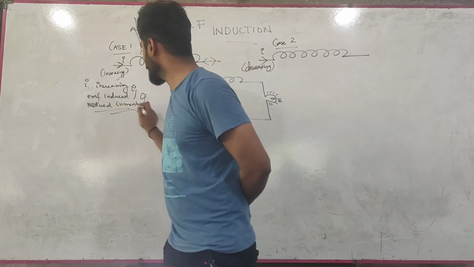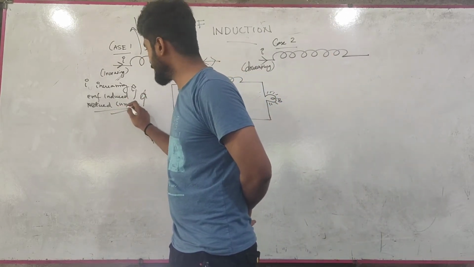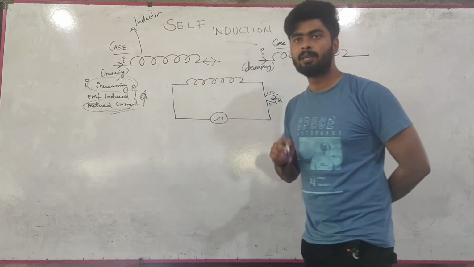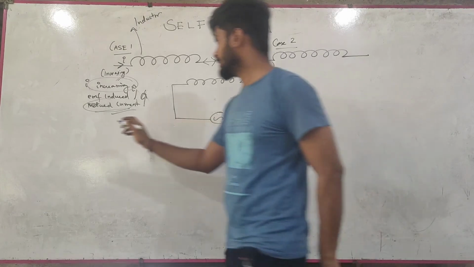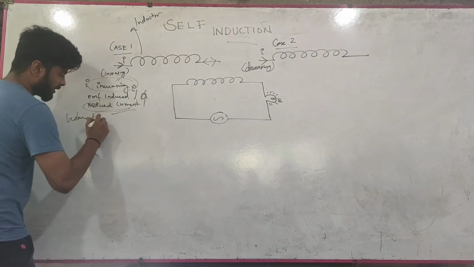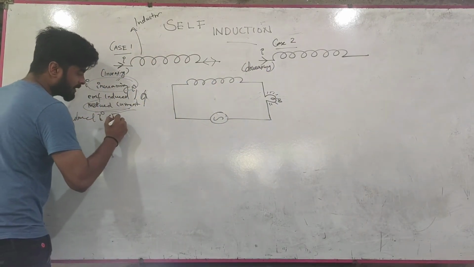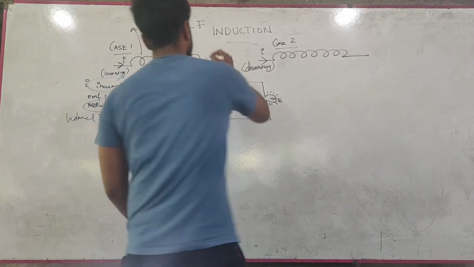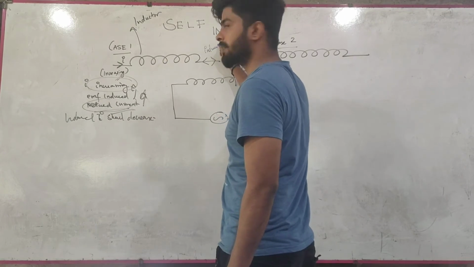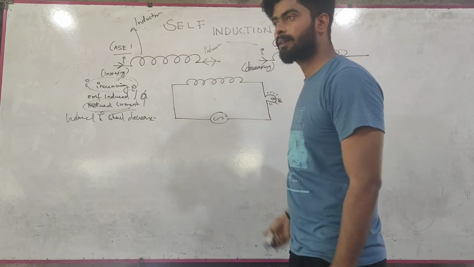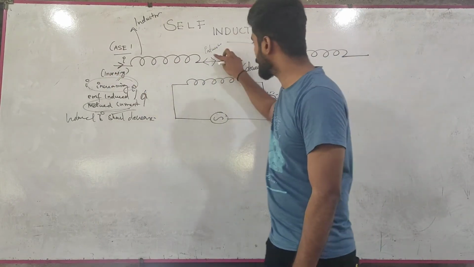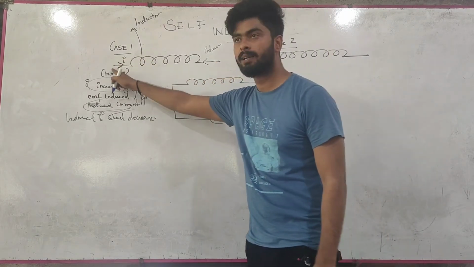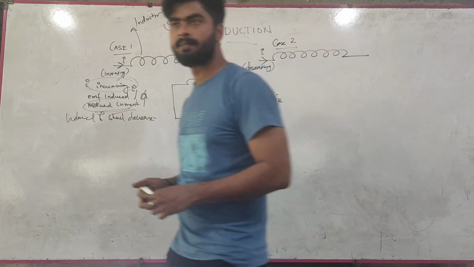Since the current is increasing, right? The induced current has been caused due to increasing current. So what will it try to do? It will try to decrease the current. So the induced current I should decrease. Tell me what will be the direction of induced current? Will it be towards left or towards right? It will be towards left, right? So that it opposes the original current and hence the current decreases.